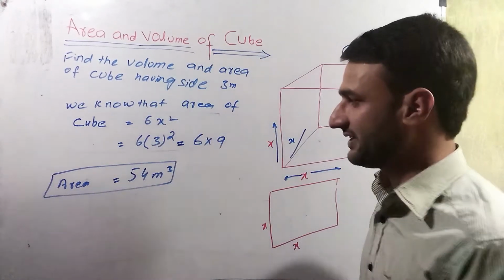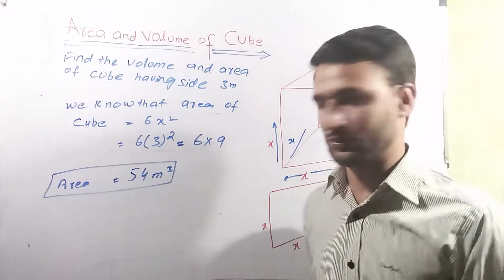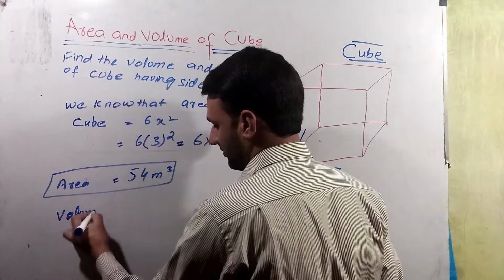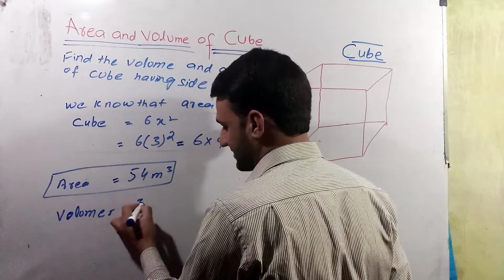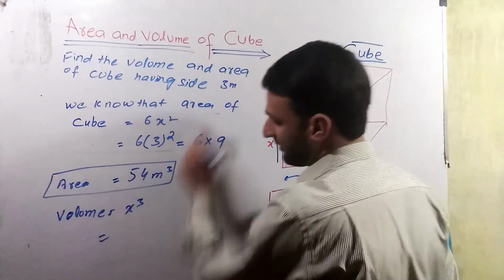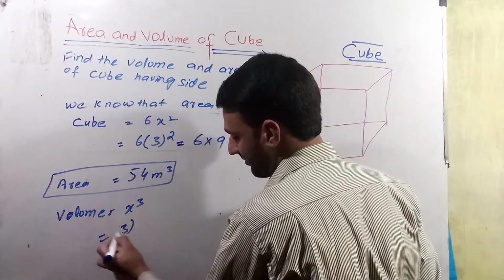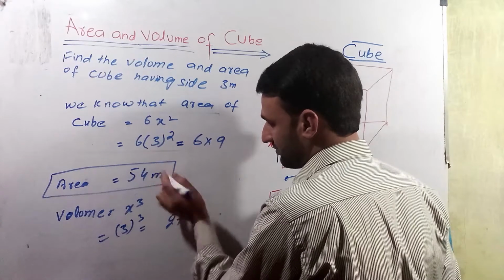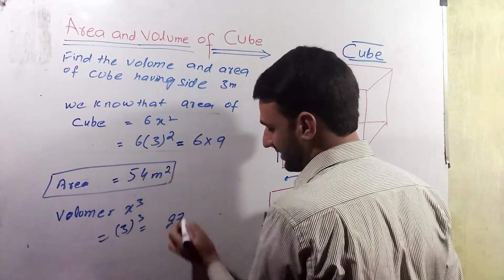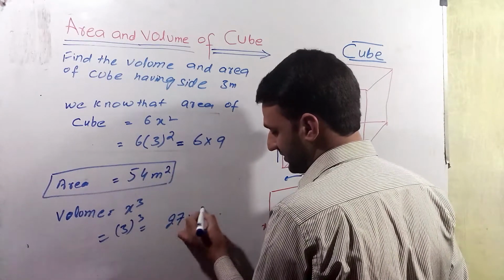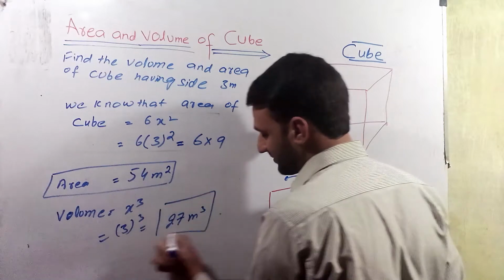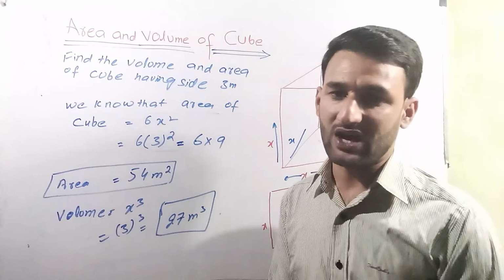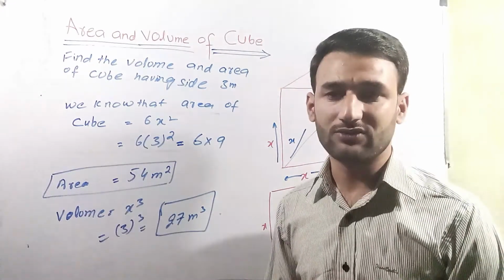Now we try to find the volume of the cube. We know that the formula is volume equal to x cubed. Simply putting the value in this way, 3 cubed is equal to 27 meter cubed. So these are the required values. You can find the volume and area of the cube.